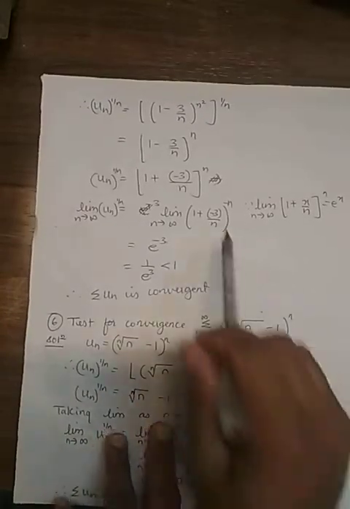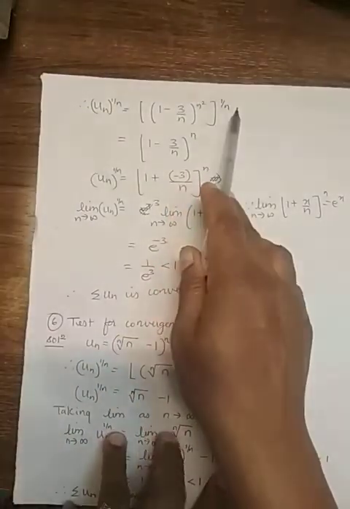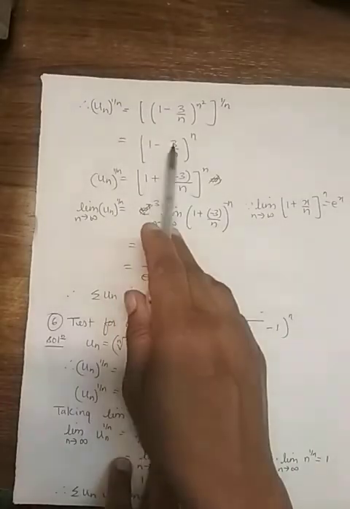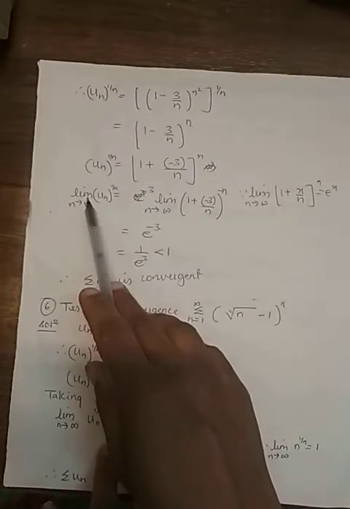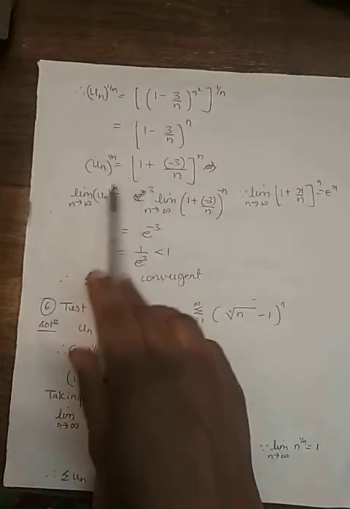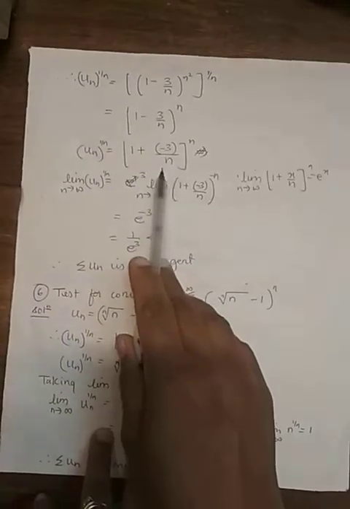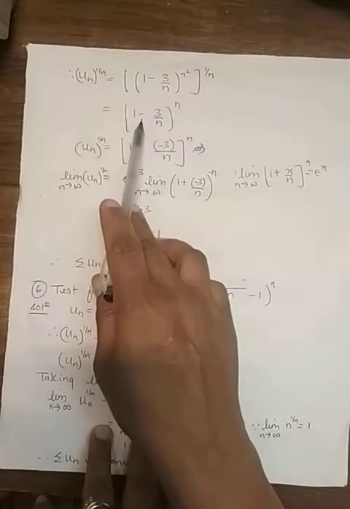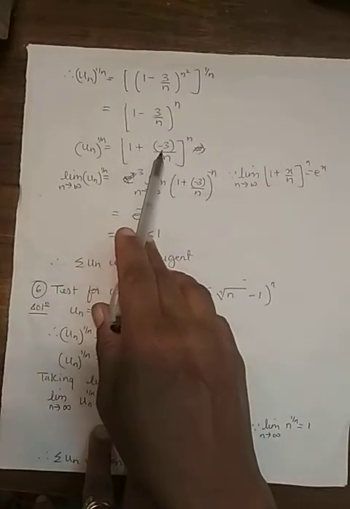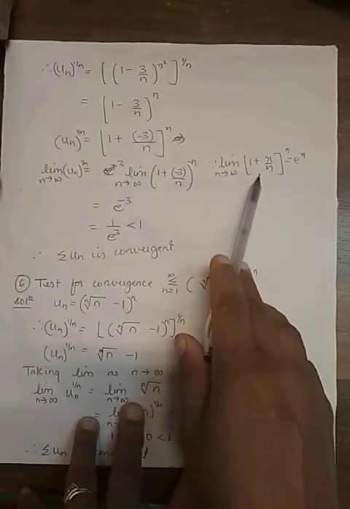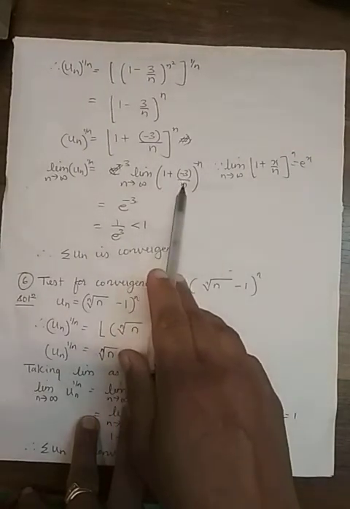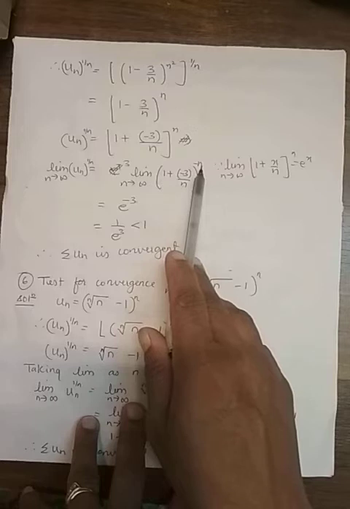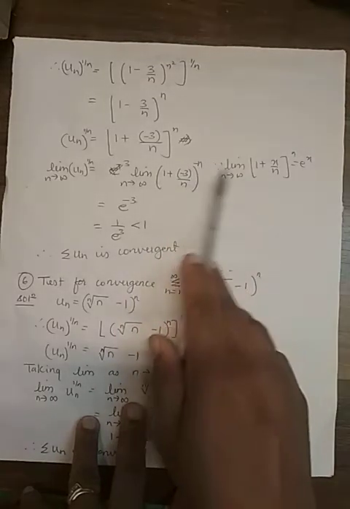In which now here, if you observe, this n and this n will get cancelled. I am remained with 1 minus 3 upon n raised to n. The standard form: now here, if you take limit as n tends to infinity on both sides, you try to convert this minus sign in the standard form as plus of minus 3, such that I can apply this result, 1 plus x upon n raised to n. That is what we'll get.